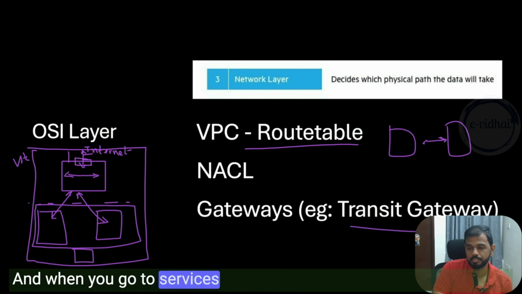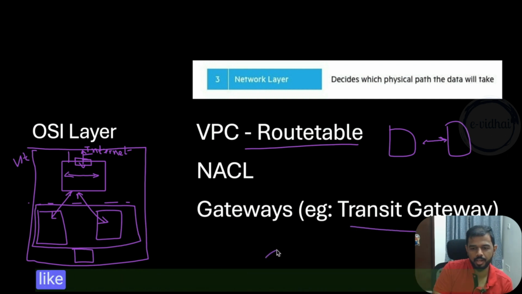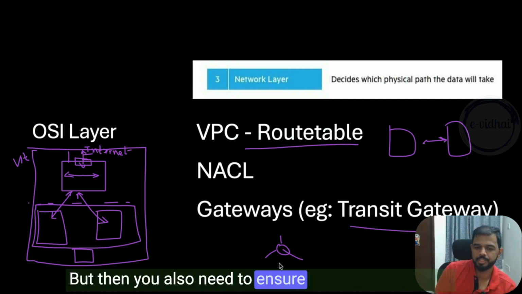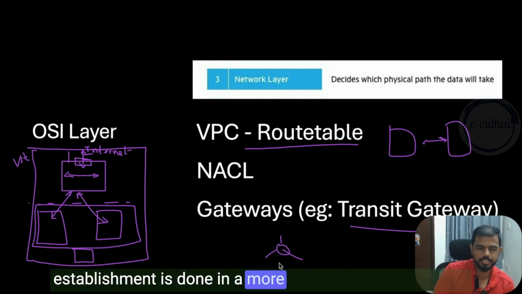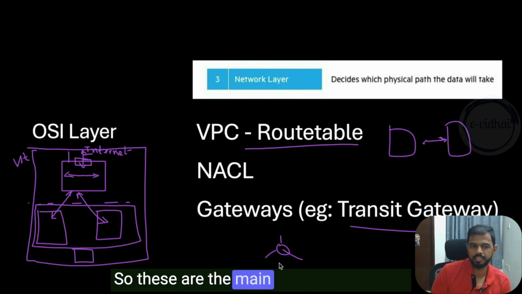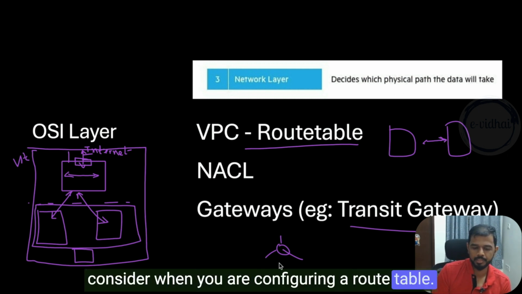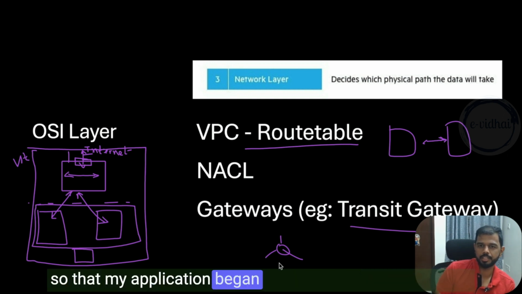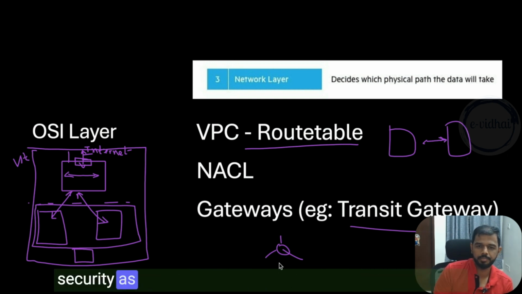And when you go to services like transit gateway, where you have more than one VPC, it makes your job easy, but you also need to ensure that the connection establishment is done in a more sensible and secure way. So these are the main things you want to consider when you are configuring a route table. It's not always about doing XYZ action so that my application begins to work, but also considering security as a major parameter.